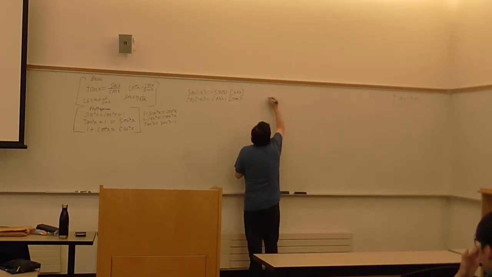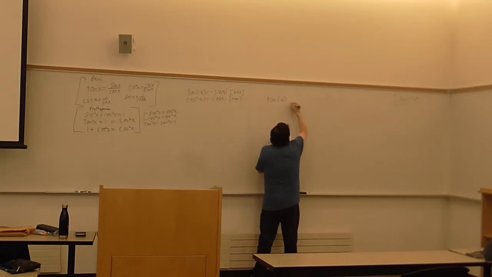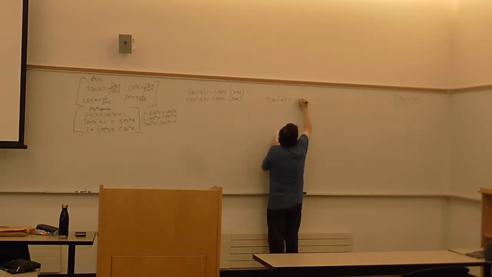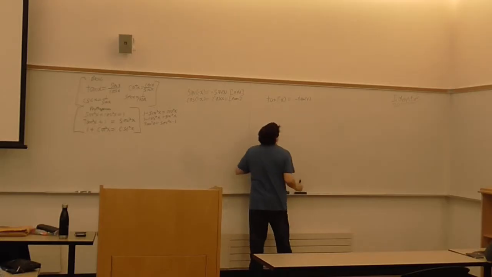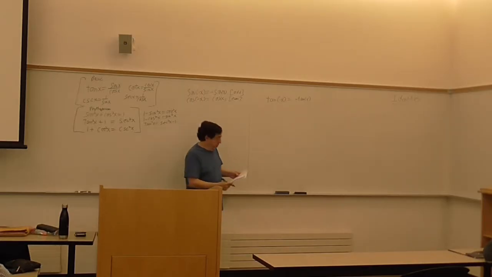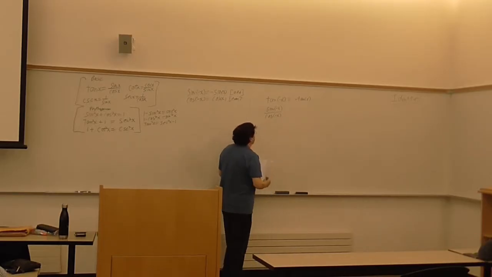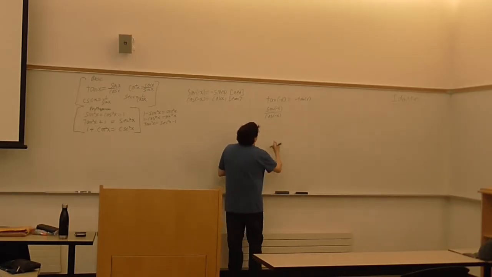So let me start with an unproven identity. Tangent of minus x equals minus tangent of x. In other words, I suspect the tangent is an odd function. So how would I go about showing that? Well, tangent of minus x is, of course, sine of minus x over cosine of minus x. That's one of my basic identities.